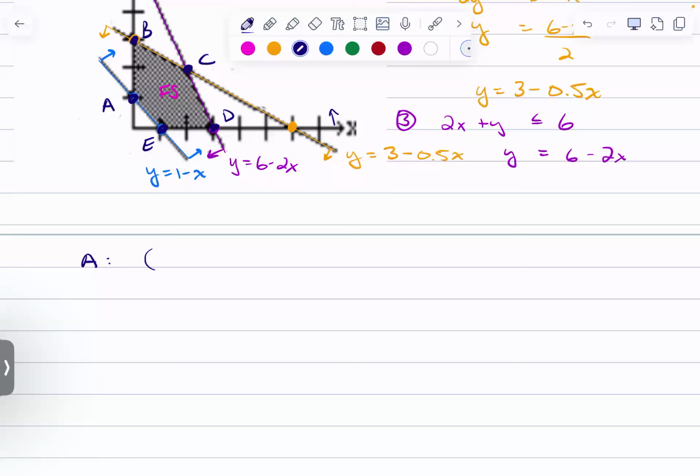If you already used it to find the point, if it's on an axis, you don't have to show the work. But if it's off the axis, then I do want to see the work. Like this point C here, I want to see the work for the intersection between those two lines. But A is at 0, 1. B, we decided was at 0, 3.